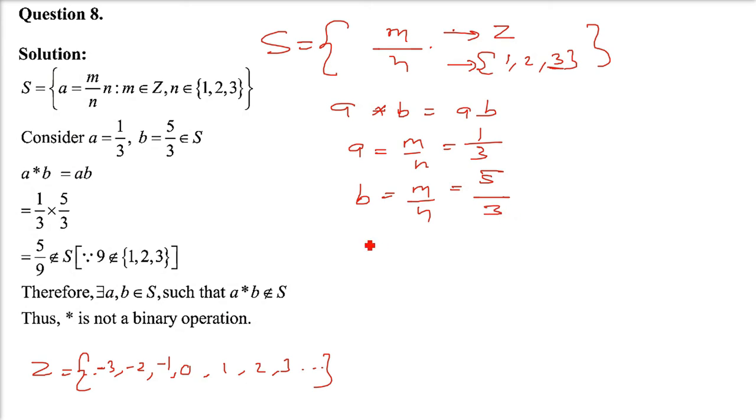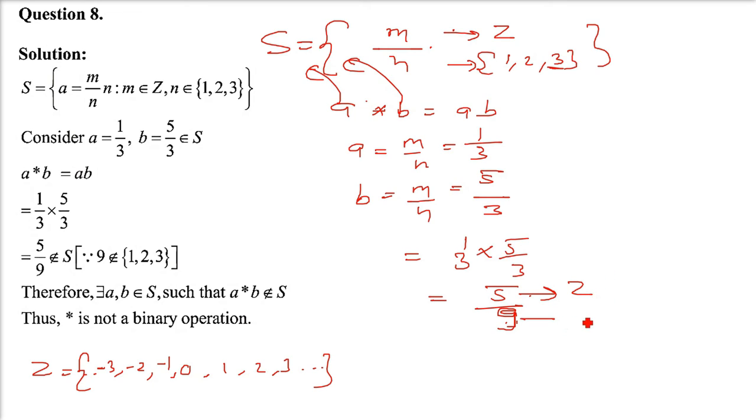Now multiply A and B. That is, A star B is defined as A into B. So just multiply it. 1 by 3 into 5 by 3, what do you get? You get 5 by 9. And this 5 by 9 should be of the form M by N. A we have taken from S, B is also from S, so the result should also come from S. M should be an integer, N should be what? Coming from 1 to 3. But 9 is not in 1 to 3. So this is not a binary operation.